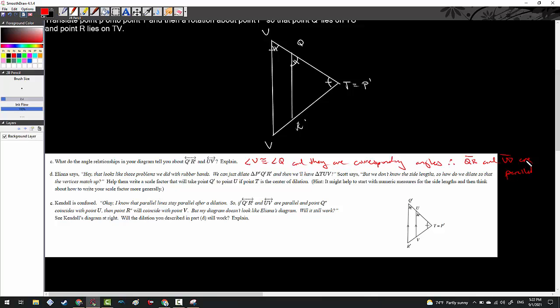So I just used the definition of parallel lines and their angular consequences in reverse, where I basically say, hey, if corresponding angles are congruent, then the lines must be parallel. It's the converse of: if lines are parallel, the corresponding angles are congruent.